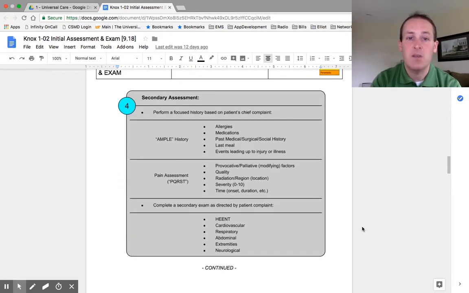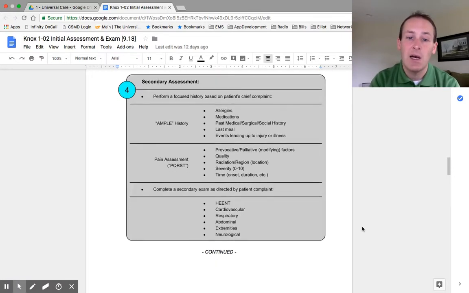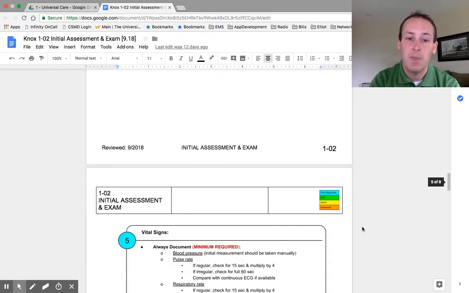Once that's done, obviously we move on to secondary assessment, and there's different ways and different mnemonics that you can use to remember to get the appropriate points within the history, appropriate points within vital signs, and including pain assessment, as well as your secondary survey.